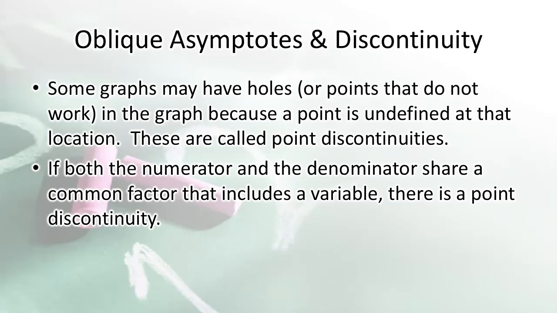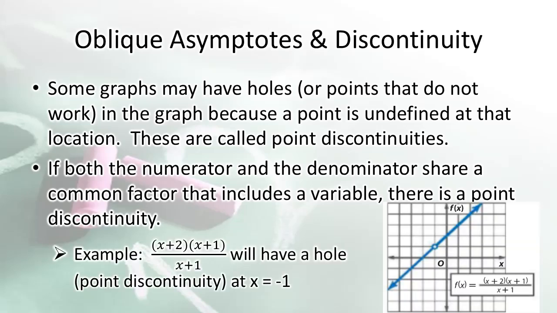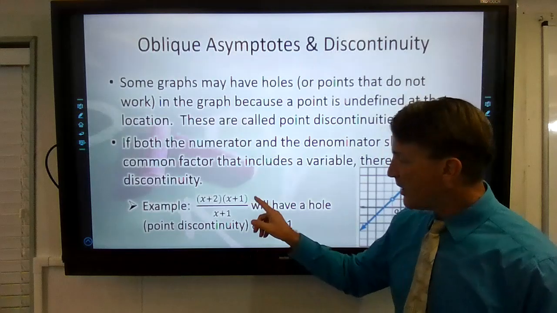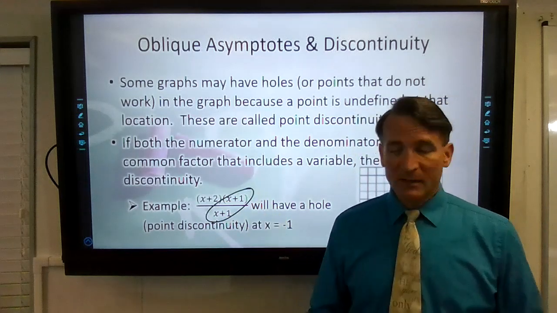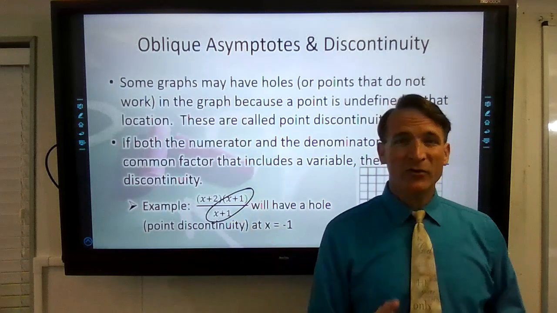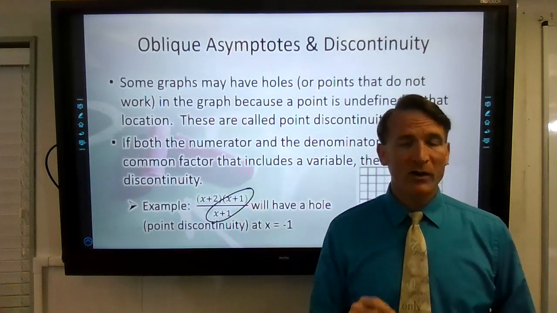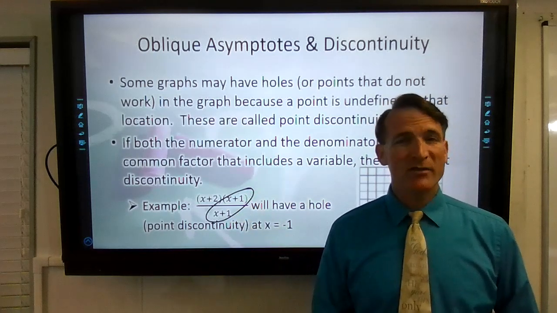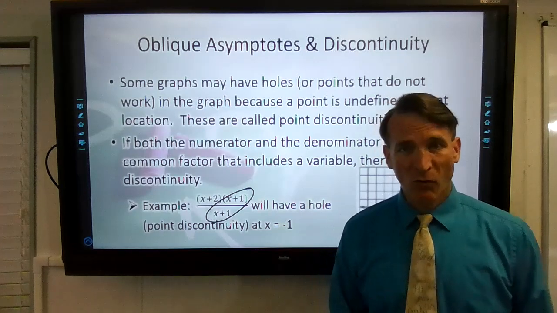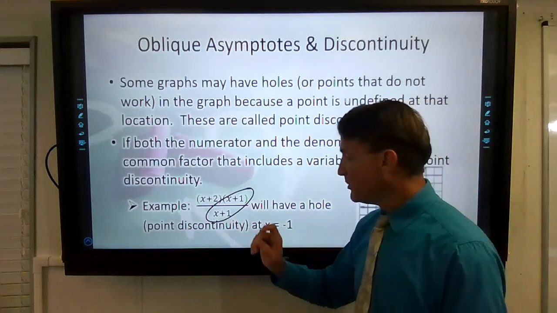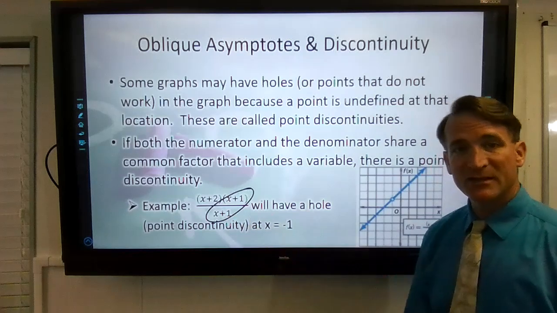Let me give you an example of this. If I were to factor a numerator, and let's say when I do that I get x plus 2 and x plus 1 as the two factors, and in my denominator I have an x plus 1. Well, I have a common factor for both the numerator and the denominator. Since they cancel out, that could indicate that I have a hole in my graph. So rather than it being a vertical asymptote, it may actually just be a hole. It's going to be discontinuous when x is equal to negative 1.